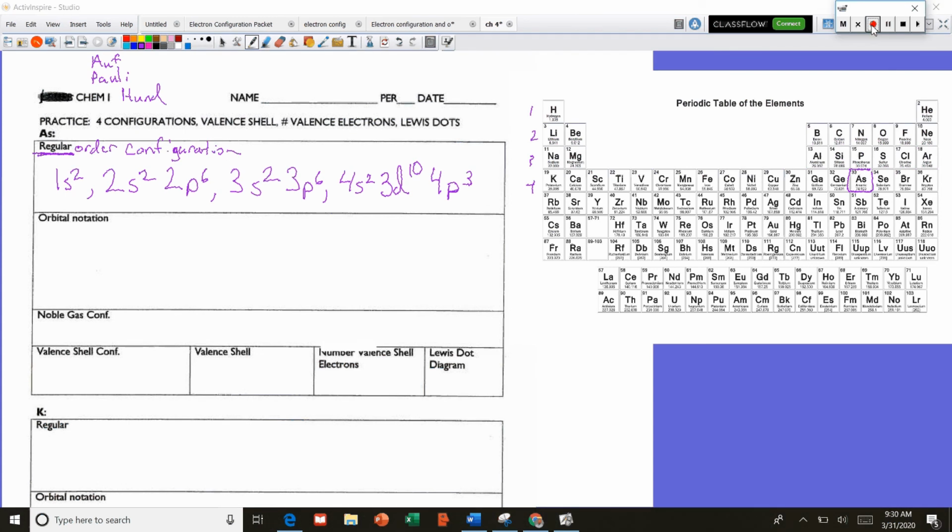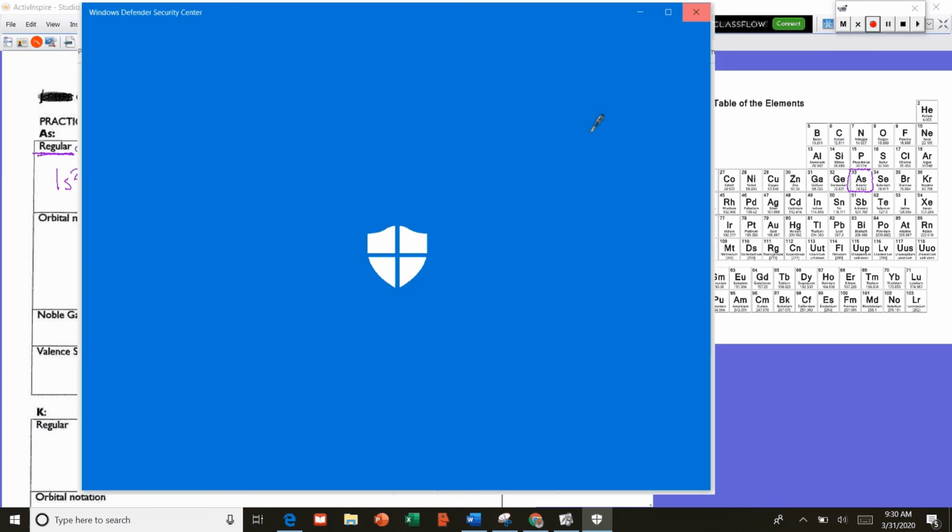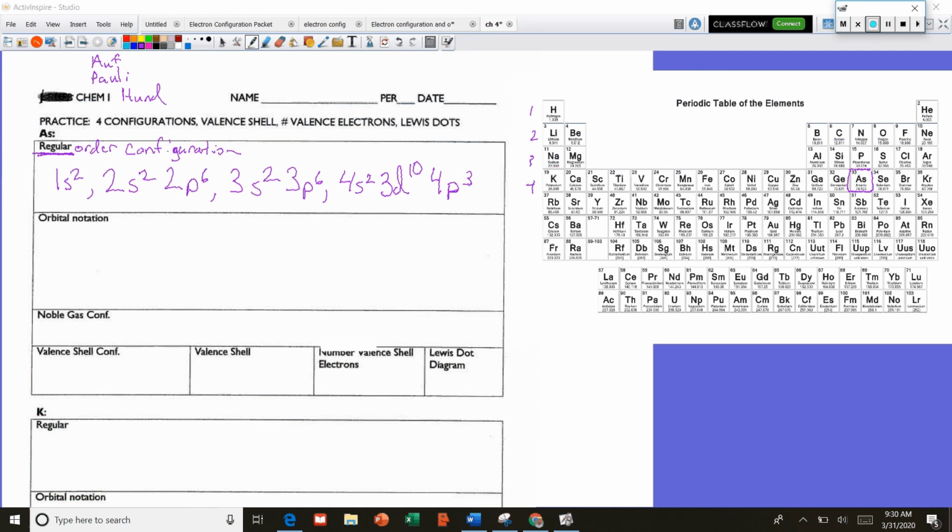All right. So, looking at this real quick, what you see is this is our regular order configuration. Now, I'm going to underline one little area that should kind of stand out as something a little bit different. We see this 3d10, and it comes after 4s. If we were to do something called the expected order, we would drop the D in between the S and the P on 3. All right. Very rarely do you ever do expected order.